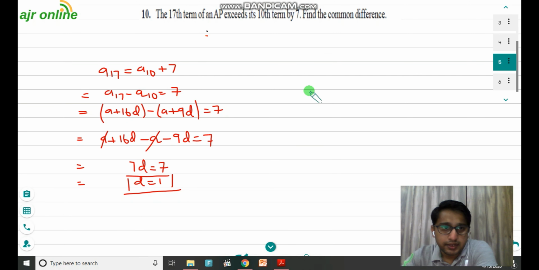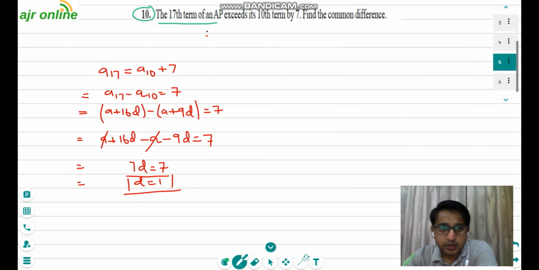So now dear students, the 10th question is: the 17th term of an AP exceeds its 10th term by 7. Suppose any AP is there. It is saying that its 17th term exceeds its 10th term by 7. So of course the equation will be somewhat like this: the 17th term of an AP is equal to the 10th term plus 7.